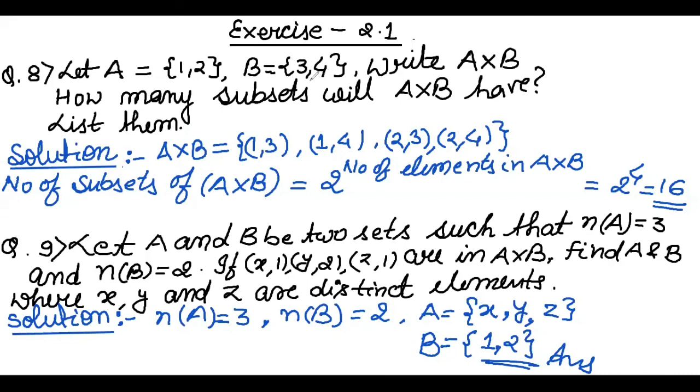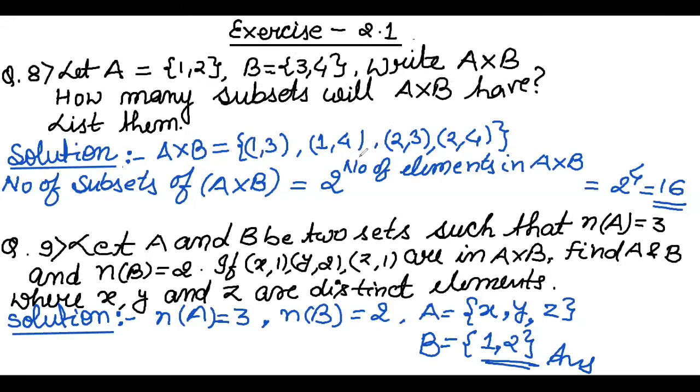So question number 8 we will discuss. Let A equals {1, 2}, B equals {3, 4}. Then we have to write here A cross B. One more question is here in question number 8, that is how many subsets will A cross B have? List them. So here A is given 1, 2 and B is given 3, 4. So we have to find out A cross B. So A cross B will have (1,3), (1,4), (2,3), (2,4).